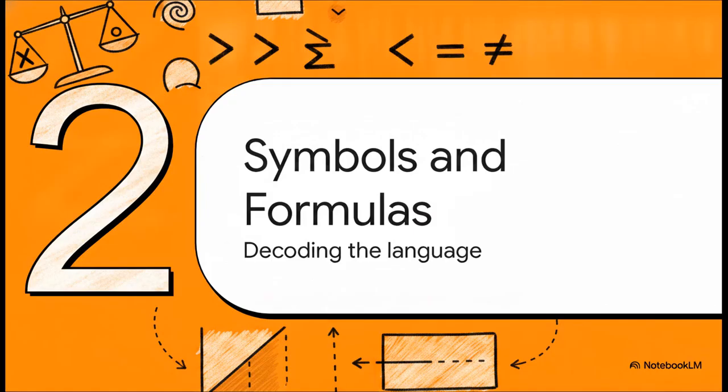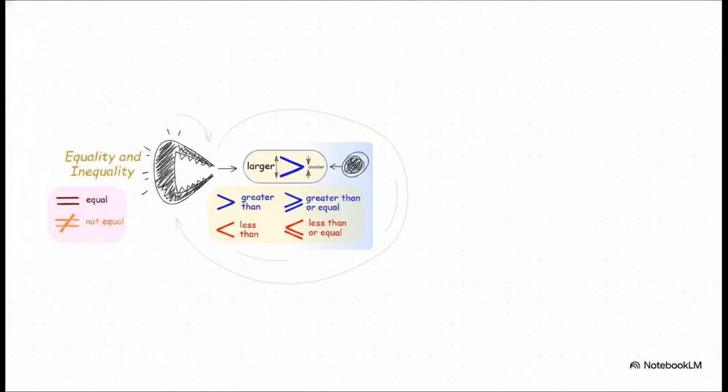Moving on to Section 2, the symbols and formulas. Notice the visual logic of the symbols themselves. They're actually incredibly intuitive once you see it. The wide, open side of the symbol always faces the larger value, while the small, pointed side always points toward the smaller value. Just remember the classic trick from grade school. The open mouth always wants to eat the bigger number. It makes reading these formulas a breeze.